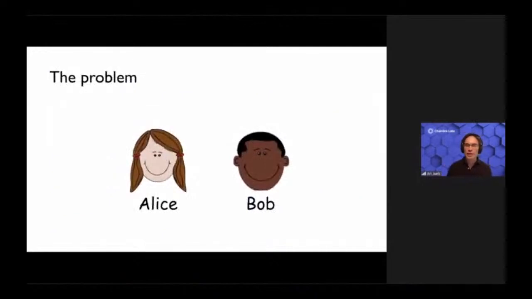To explain what DECO is, let me first give you a motivating example involving cryptographers' two favorite people, Alice and Bob.